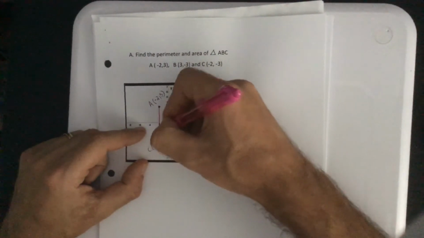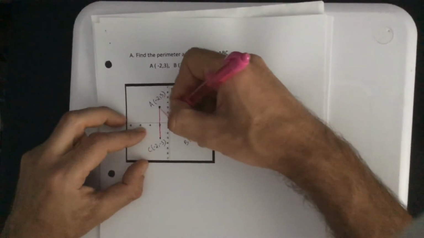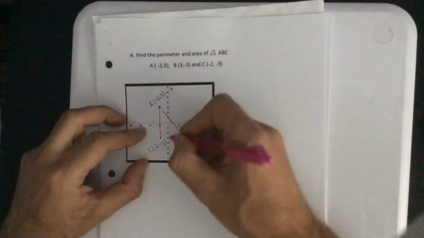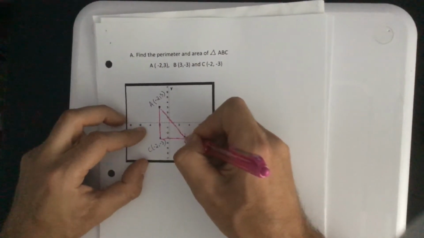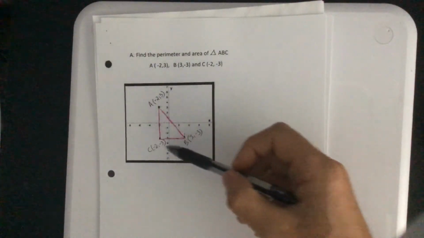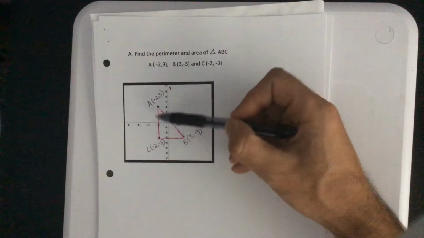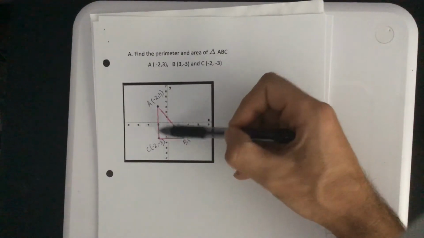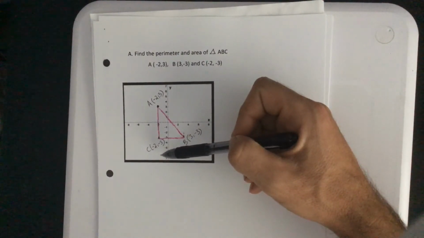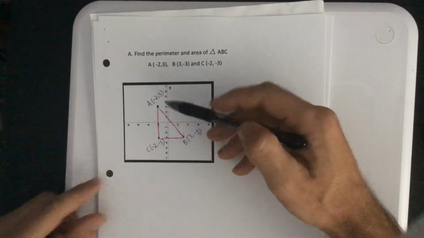Well, we connect the points, see what type of polygon we have. And what we got over here is a triangle. Now, in order for me to find the perimeter, which is the measurement of all of the sides, and to find the area of this figure, this triangle, I need to know the distance, the measurement of each side here. So to find the measurement of each side, I need to use the distance formula.